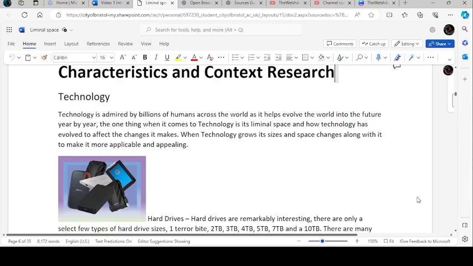Technology. Technology is admired by billions of humans across the world, as it helps evolve the world into the future year by year. The one thing when it comes to technology is its liminal space, and how technology has evolved to affect the changes it makes. When technology grows, its sizes and spaces change along with it to make it more applicable and appealing.